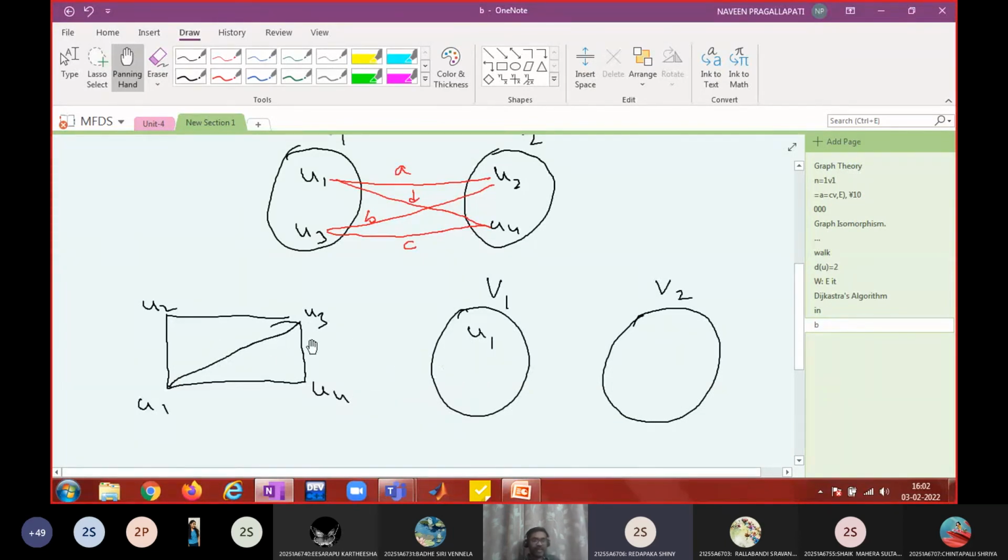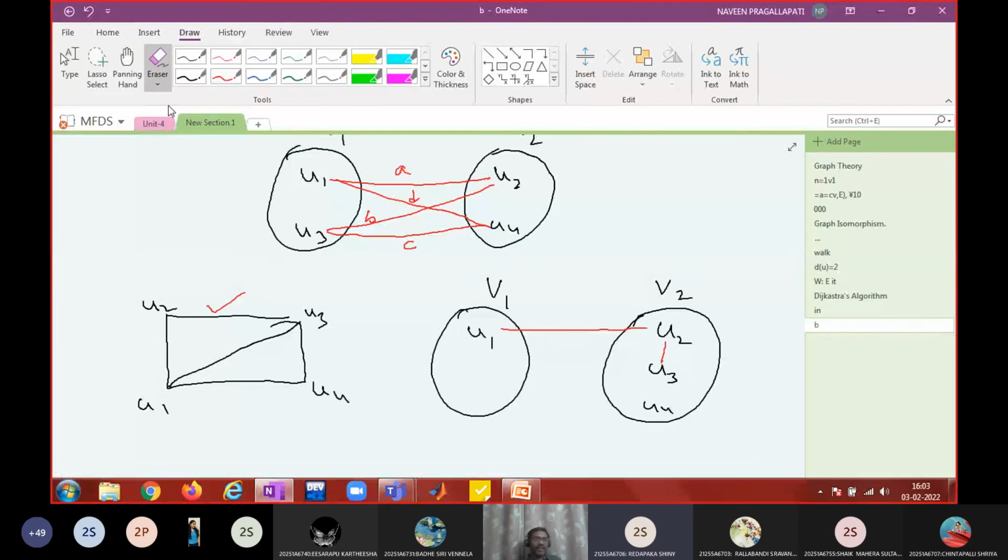Now, if the remaining vertices are put here, this is U2, U3, and U4. So there is an edge from U1 to U2, I agree. But there are edges from U2 to U3 also. That should not happen. In a bipartite graph, no two vertices in the same set must be adjacent. Can you construct like that? You cannot form a bipartite graph from this. Am I right?